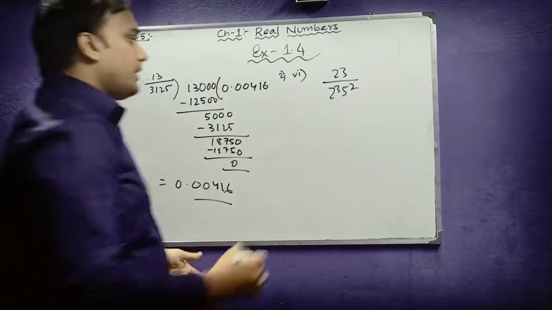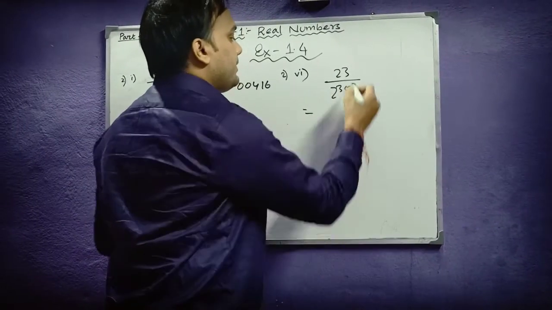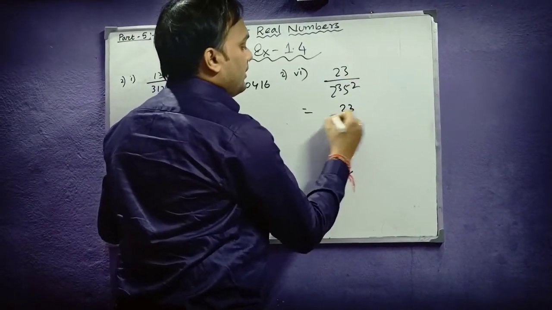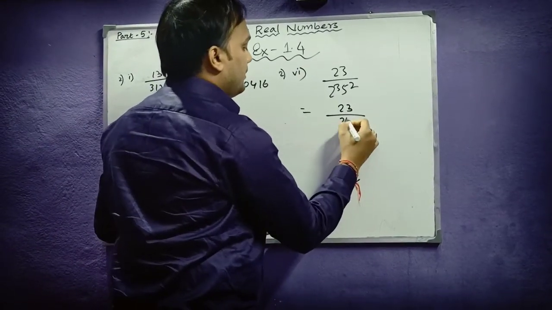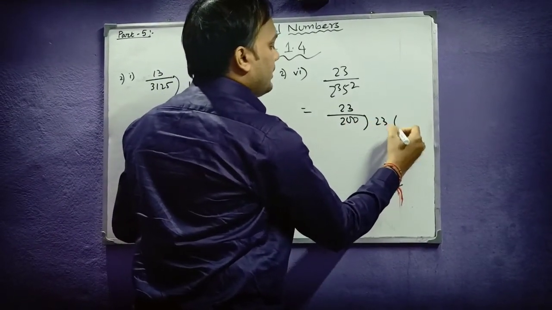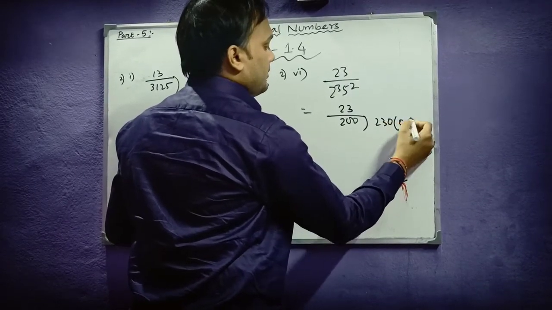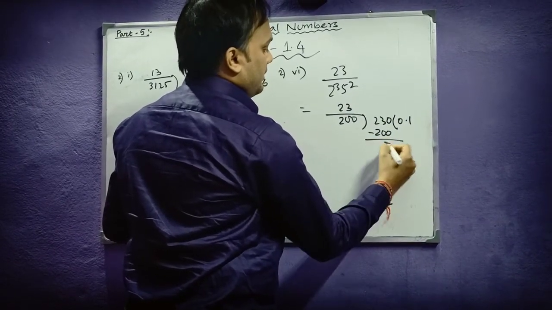Do it in a similar way here. Before dividing, we'll just solve the denominator. It will be 2 cube, that means 8, 5 square means 25, 8 into 25 is 200. Now just divide it. It will be 0.1, 30 will come here.